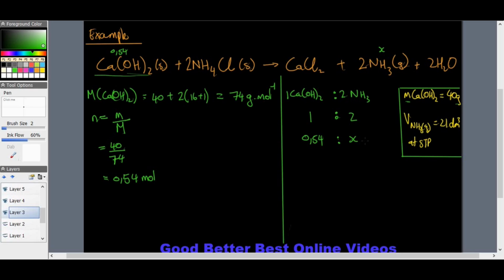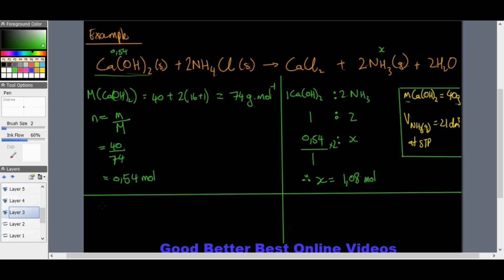So theoretically, what do we do? We come down here and we say, well, 0.54 divided by 1 multiplied by the 2 is going to give you what X is equal to. Therefore, X, which is going to be the amount of moles of ammonia that was produced from this reaction, is going to be about 1.08 moles. Now that I've got this, what I'm going to do down here is say, well, there's another formula for calculating the mole, which is V divided by Vm.